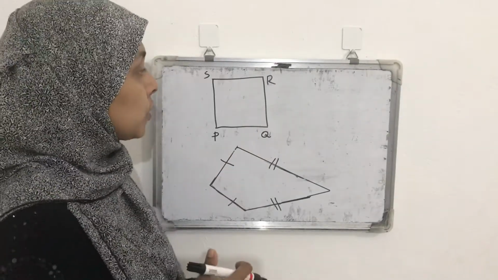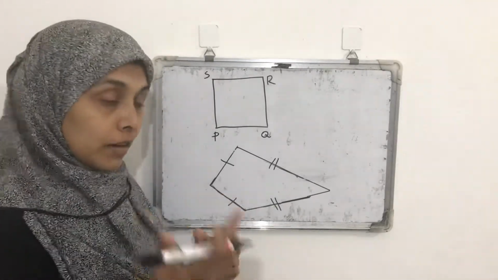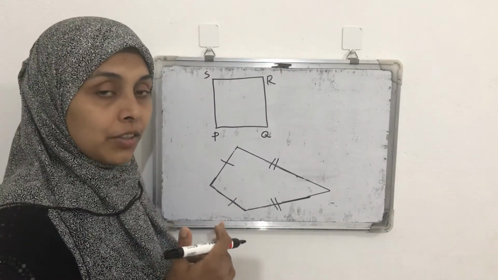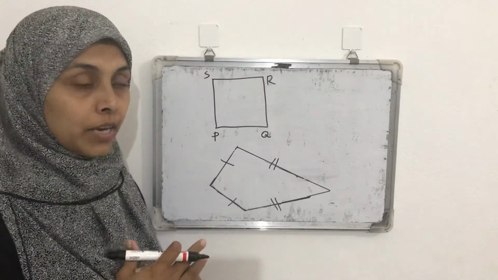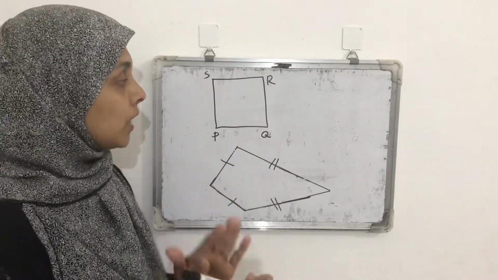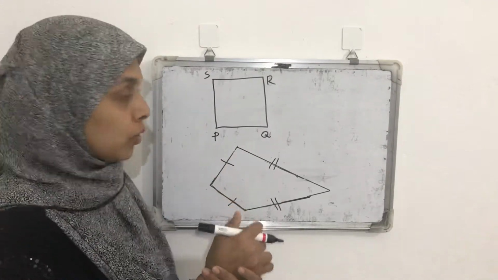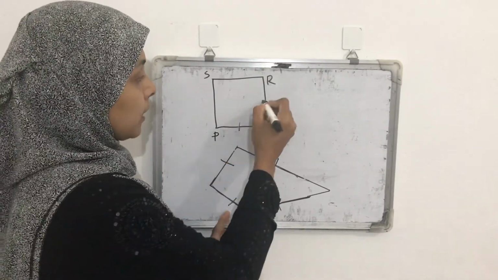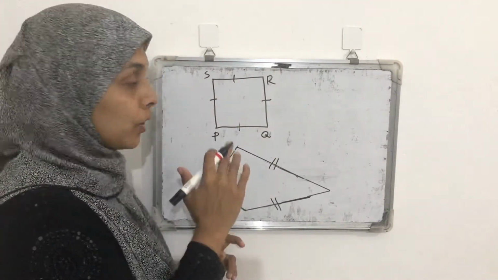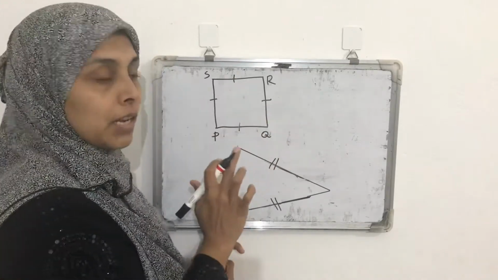So, square, all of you know, it is also a parallelogram, or otherwise we can describe a square as a rectangle with four sides equal. So all the properties of a parallelogram hold in the case of a square also. So all the sides are equal, and what are the properties of a parallelogram? Opposite sides are equal.